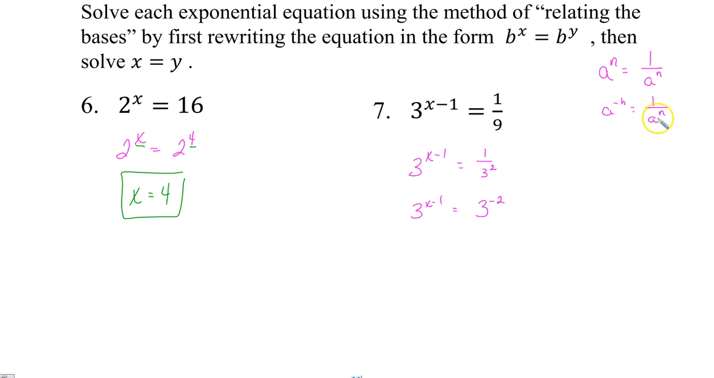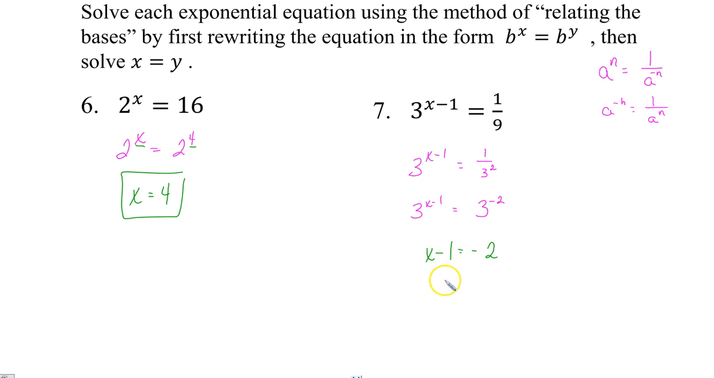Okay, so same thing. Oops, that's a negative, sorry. Okay, there we go. All right, so numerator to denominator, the exponent changes signs. Now we've got 3 to the x minus 1 and 3 to the negative second, so our bases are the same, so we can say now that our exponent of x minus 1 is equal to our exponent of negative 2. Now we can very easily solve for x.